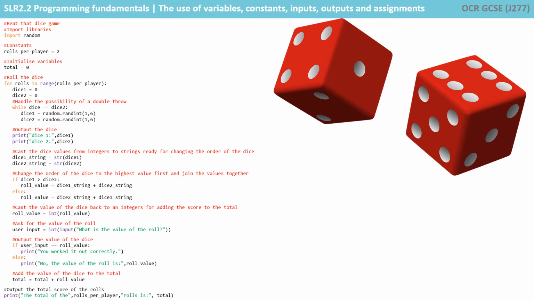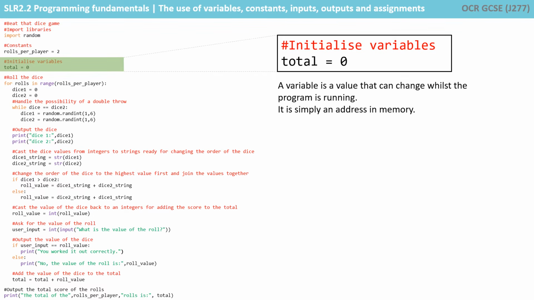Okay, so here's the outline code written in Python for this game. And let's go through it now and pull out some of those concepts we mentioned at the start of the video. So here in this line, we see an example of a variable, and we write total equals 0, and that's us assigning a value to our variable total.